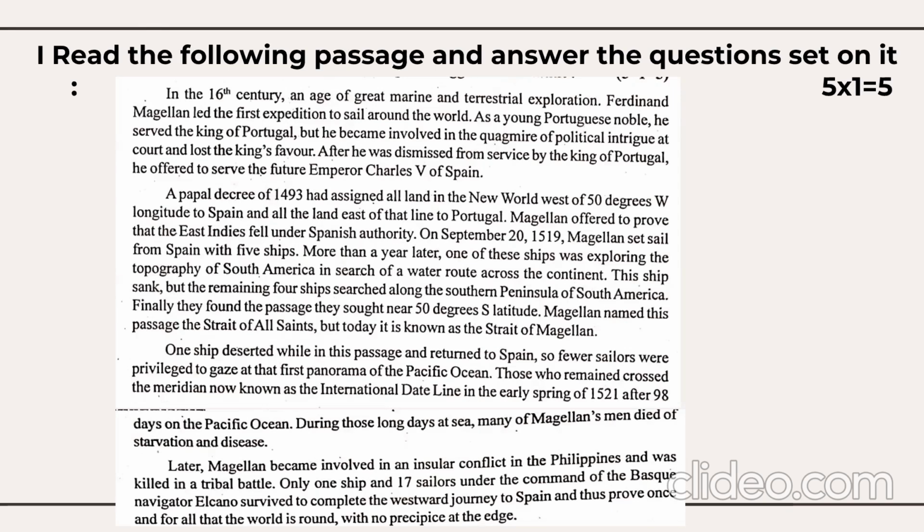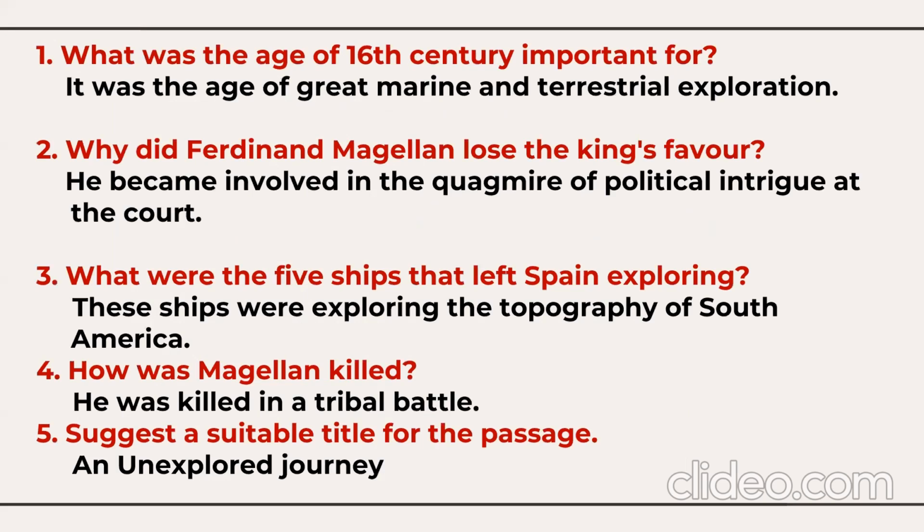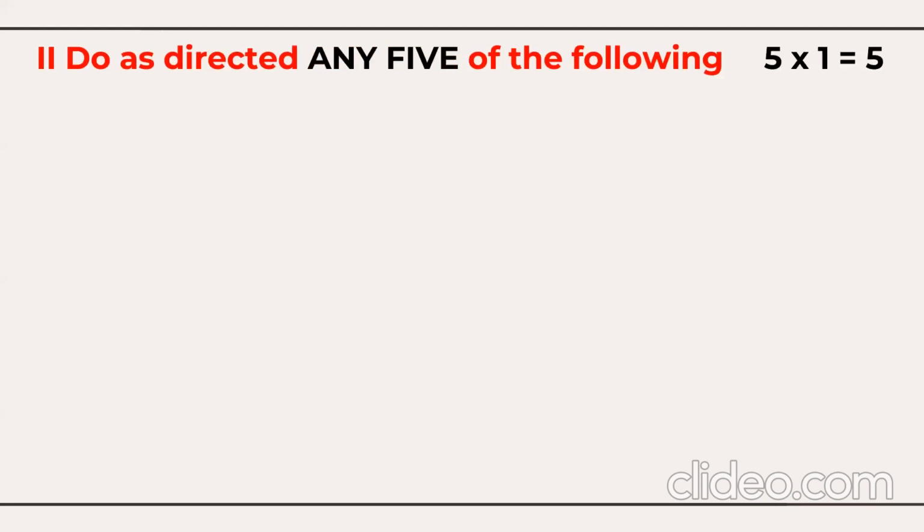So you can pause the video and read the passage, and like this you'll be having 5 questions, and among the 5 questions you'll be having a question where you need to give a suitable title for the passage. So 5 marks for the comprehension passage. Now do as directed, any 5 of the following. So you have 6 questions, and out of 6 questions you need to select 5 questions, each for 1 mark.